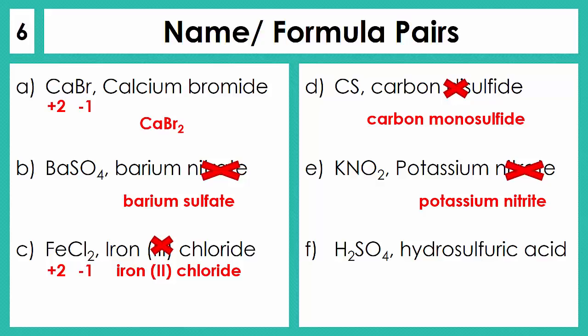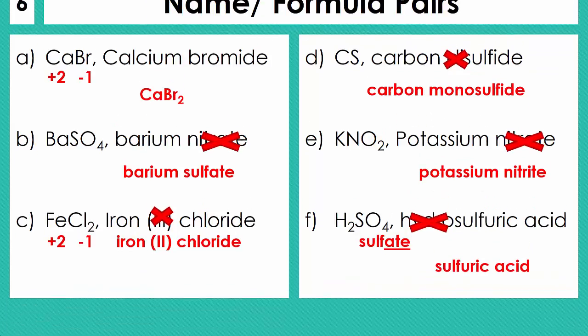Then I have H2SO4, and we're calling that hydrosulfuric acid. So SO4 is sulfate. It ends with ate, which means that we should name this just as an ic acid. So sulfuric acid would be the correct name for this formula.